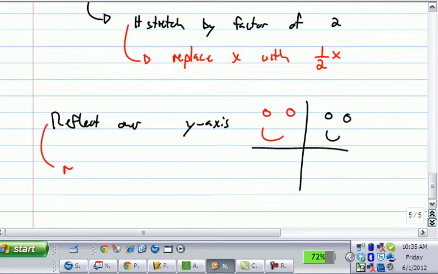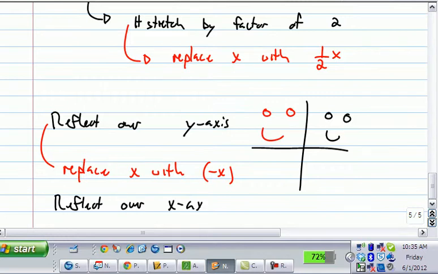Good job. So this would be replace x with negative x. If you're going to reflect over the x-axis, that's vertical. So whole function times -1. Okay, so now we can actually get into some of the trig. So that was a quick review of transformations. I think all the review you're going to need.